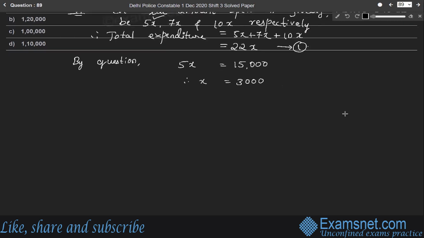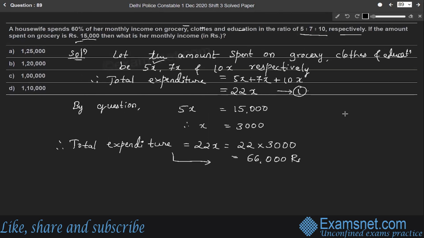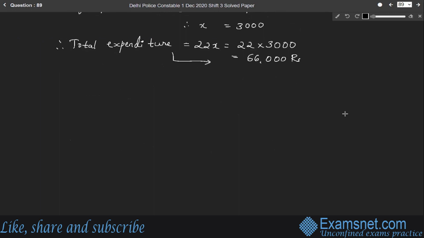Right? Therefore, total expenditure is equal to 22x, which is 22 into 3,000, which is 66,000 rupees. Her total expenditure per month is 66,000 rupees. Right? So this total expenditure is 60% of her total income according to the question. So she spends 60% of her monthly income on these, right? Therefore, total expenditure is 60% of her total income.